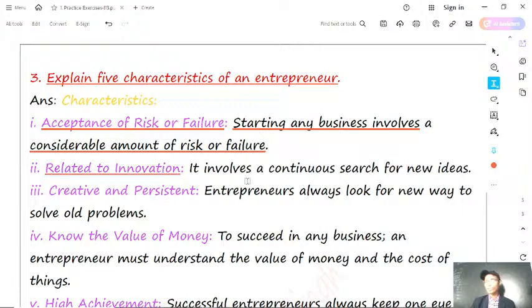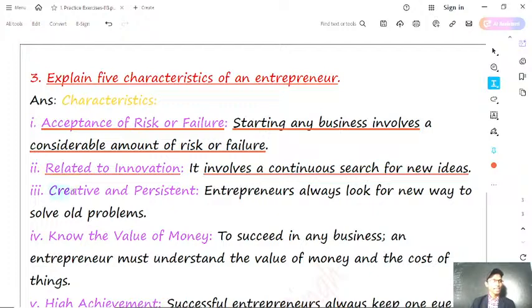Innovation means you can modify with new ideas. It involves the continuous search for new ideas. This is a characteristic of an entrepreneur. If you are setting up any business, you would have new ideas. You will try to set a new idea in your organization to get more output.